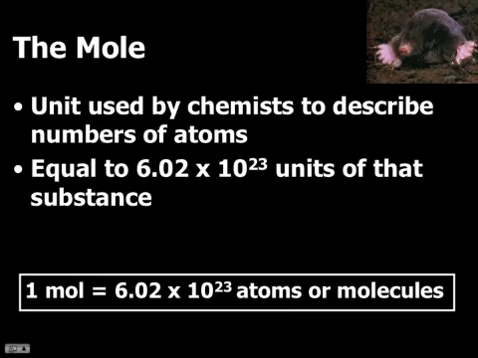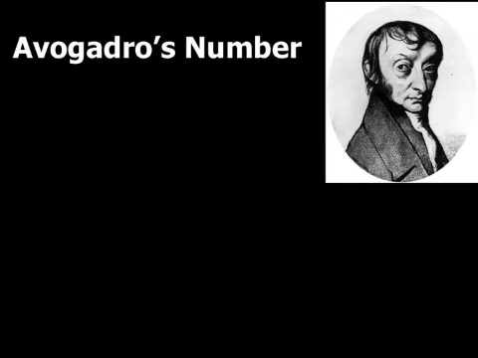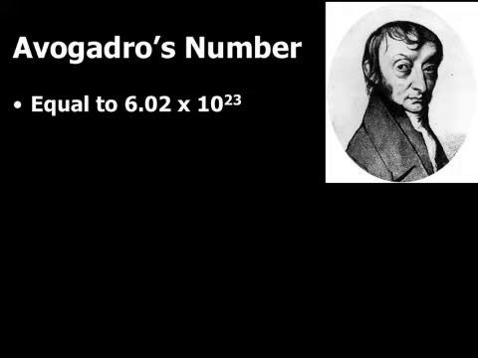So 1 mole in chemistry we refer to as 6.02 times 10 to the 23rd atoms or molecules. Now this number we call Avogadro's number, and it's named after this guy here, Amedeo Avogadro. He studied volumes of gases and the relationship between the numbers of moles of gas and its volume. So they honored him by calling this 6.02 times 10 to the 23rd Avogadro's number.